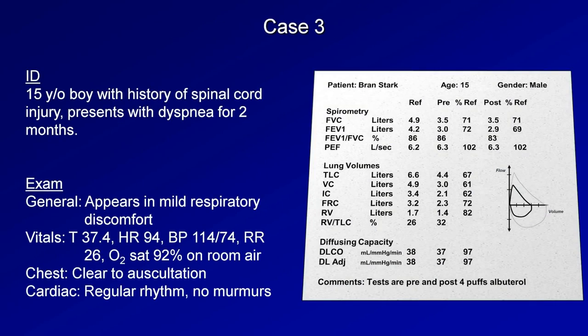Case 3. A 15-year-old boy with a history of spinal cord injury presents with dyspnea for 2 months. He is in mild respiratory discomfort with a respiratory rate of 26 and an O2 sat of 92%. This case has no accompanying X-ray to evaluate, but if it did, it would only show moderately reduced lung volumes.